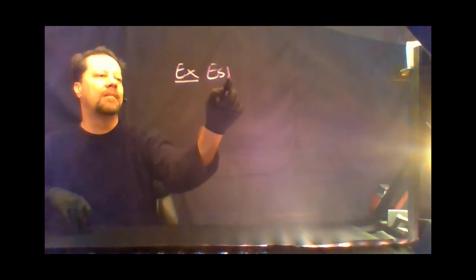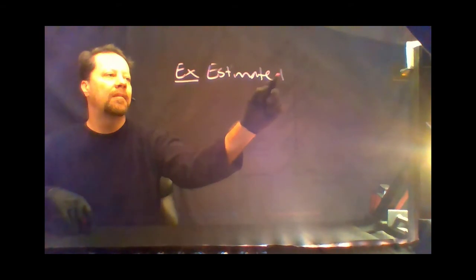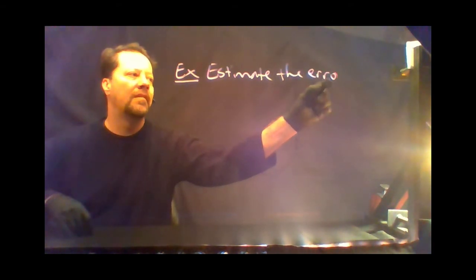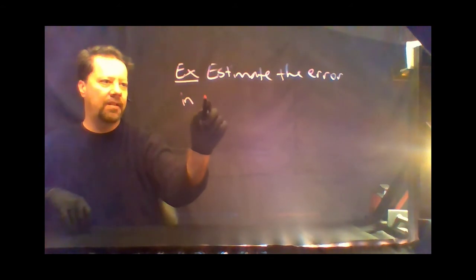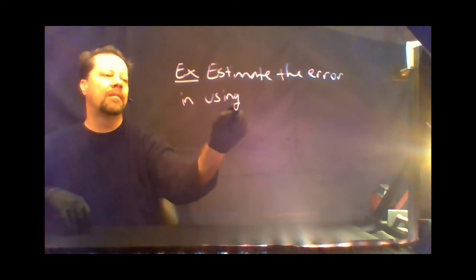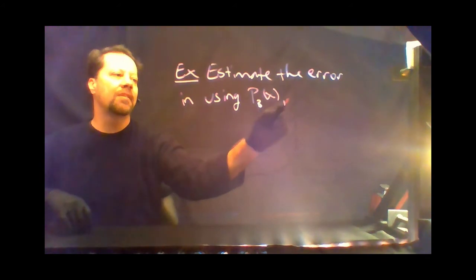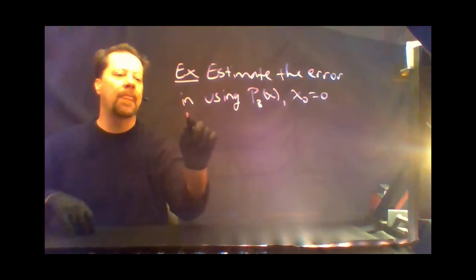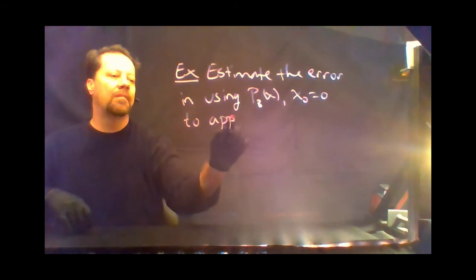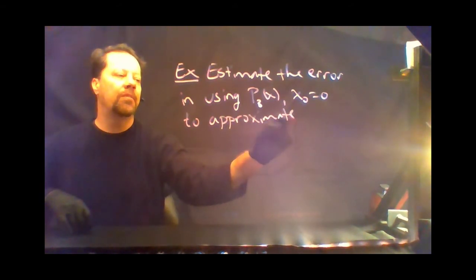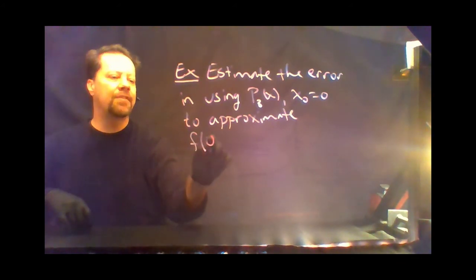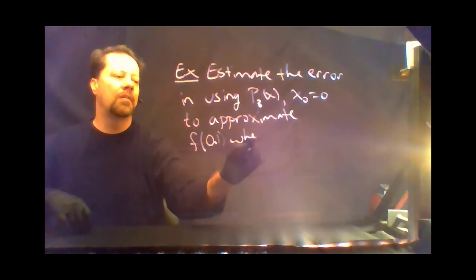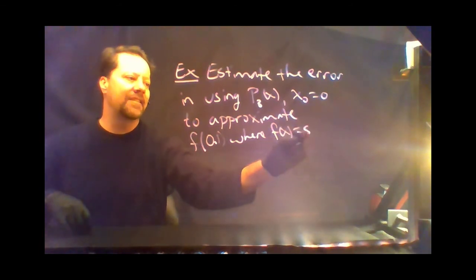Let's use the remainder formula to calculate the error in approximating some function that we know. So we're going to estimate the error in using P3 of x, centered at 0, to approximate f of 0.1, where f of x is the sine function.